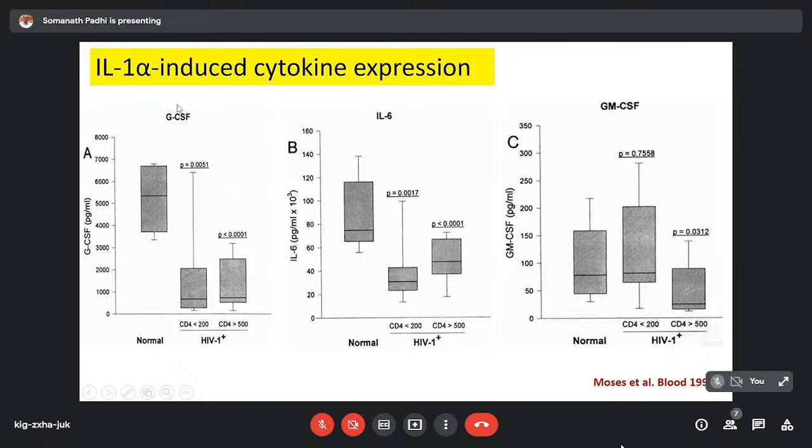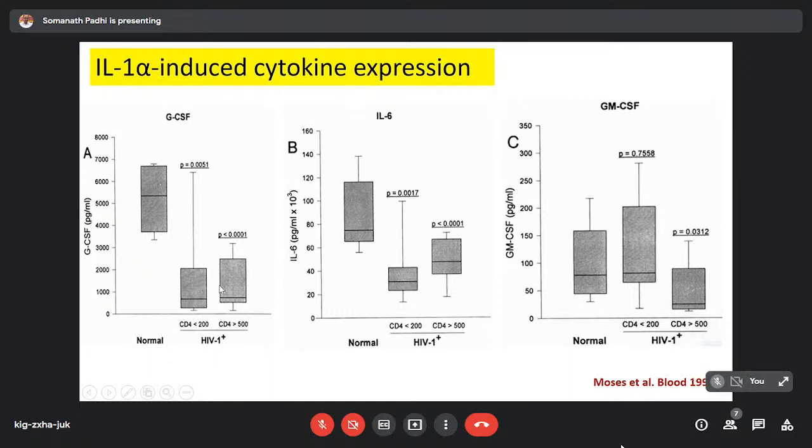the response to interleukin 1 alpha and the GCSF released by the cells. This is normal endothelial cells, and these are HIV-1 infected endothelial cells. As you can see, with a CD4 cell count of less than 200 versus a CD4 count of more than 500, there was a significant reduction in the GCSF release in contrast to the normal endothelial cells.